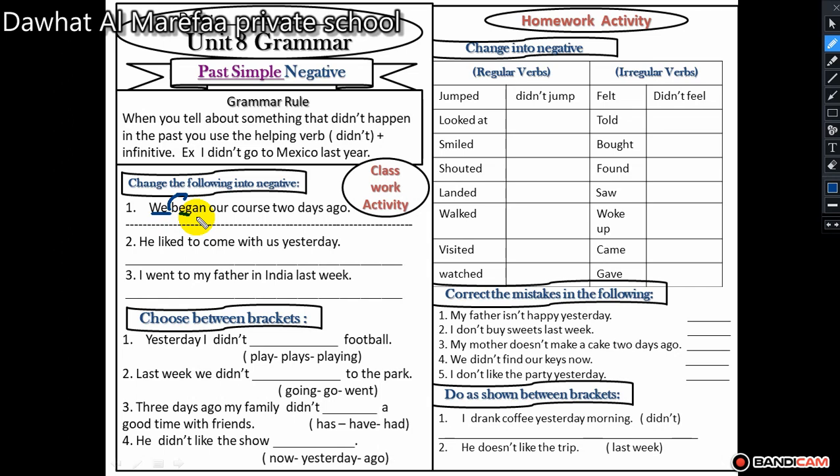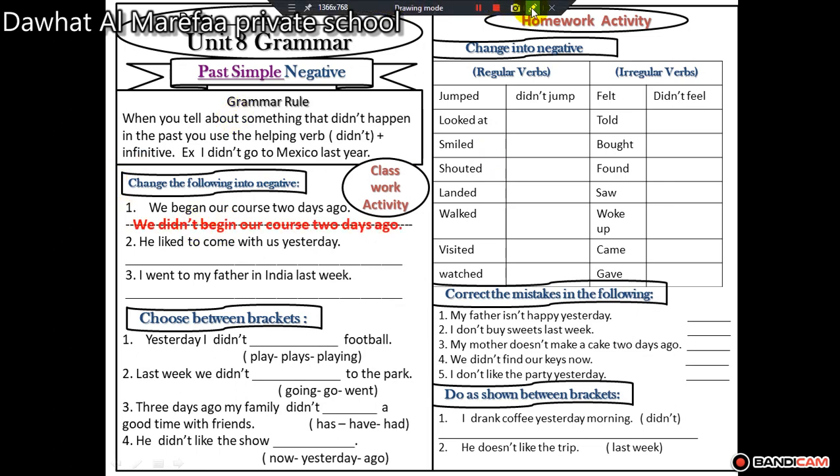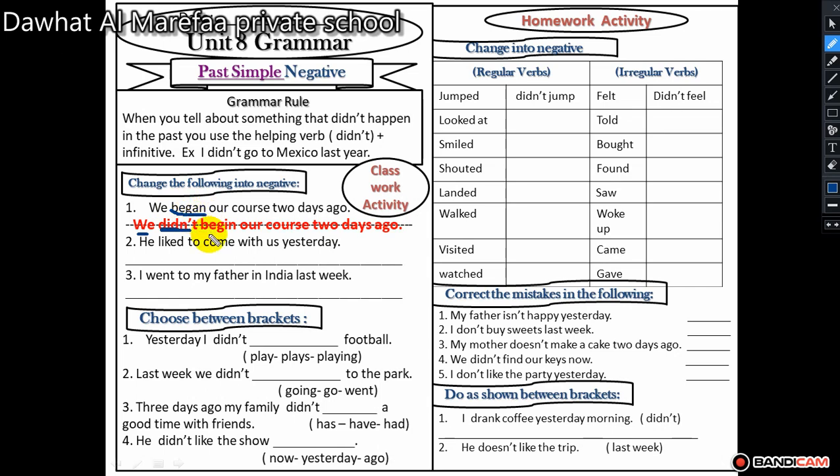And what will happen to the verb in the past tense? It will change to the basic form, which we return to the verb in the infinitive. So let's see right now what it will be, guys. We put here the helping verb didn't. And began will change to the basic form, which is begin. We didn't begin our course 2 days ago.